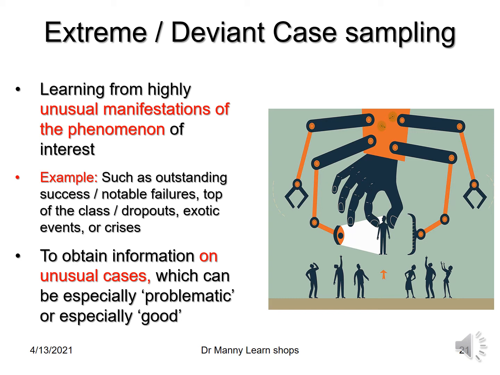So why are some students so successful compared to other students that are not successful? Why are some students in this category at the top of the class and others at the bottom of the class? Extreme or deviant case sampling.